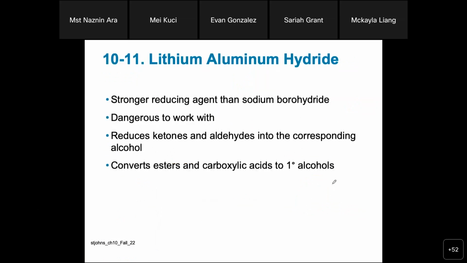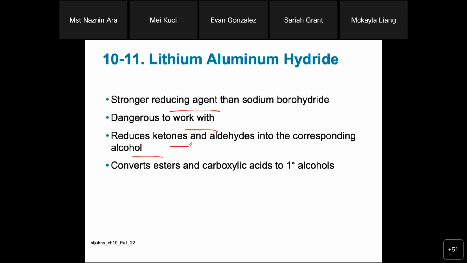Lithium aluminum hydride. This is also very famous and commonly used in the laboratory. It is a stronger reducing agent for reduction reactions. They are dangerous to work with. When you work in the laboratory, be very careful, okay? This type of thing is very corrosive. So it is a stronger reducing agent than sodium borohydride, dangerous to work with, and reduces ketones and aldehydes into the corresponding alcohols.